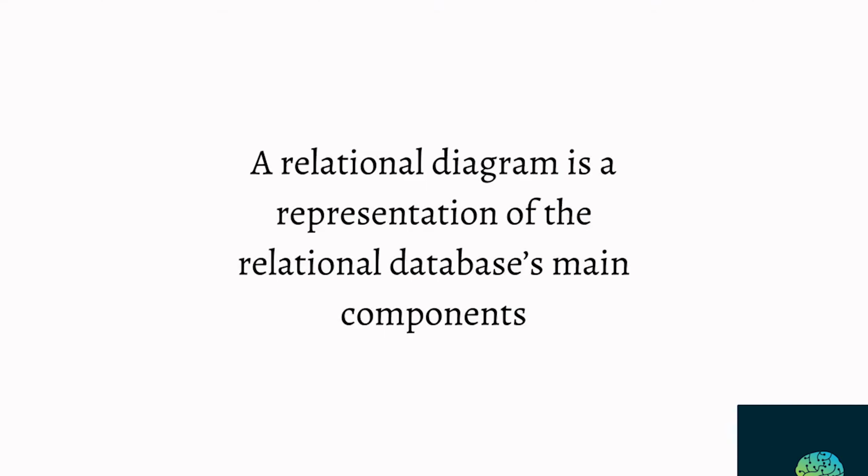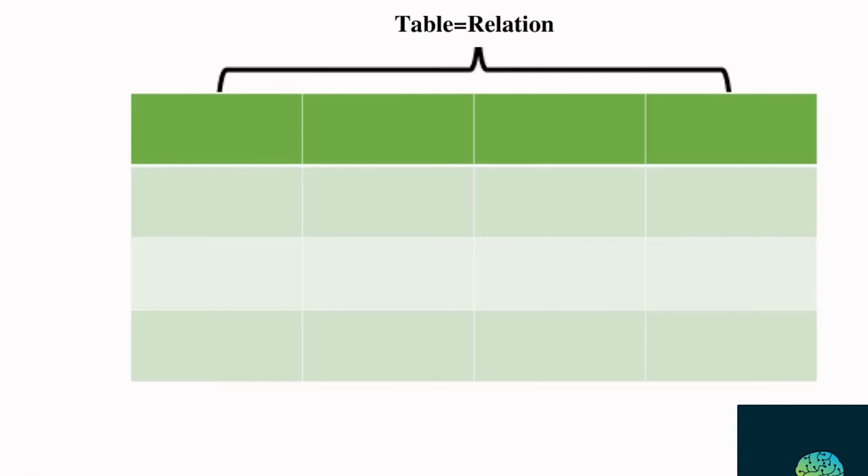A relational diagram is a representation of the relational database's main components. Let's see what are the main components of the relational model. The two-dimensional table in the relational model is called a relation. An entity is anything, that is, it can be a person, a place, a thing, or an event about which the data are to be collected and stored. An entity represents a particular type of object in the real world.